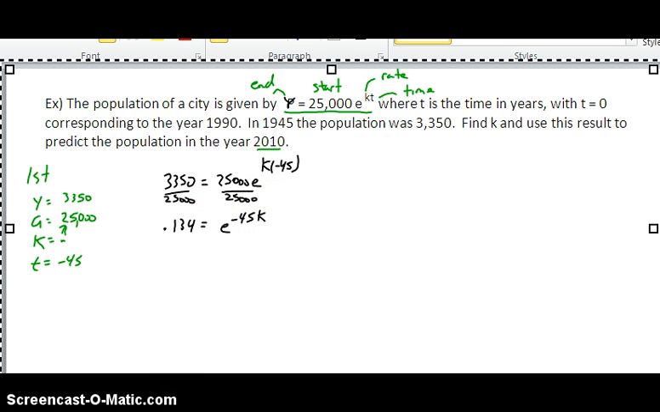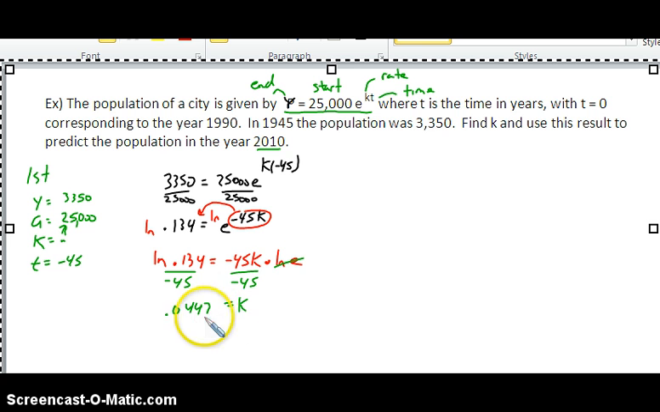And then I can apply natural logs to both sides and get the natural log of 0.134 equals, write your exponent as a coefficient, negative 45K times the natural log of E. Now the natural log of E is 1, so I don't need that, so we'll get rid of the negative 45 by dividing. So here I'm going to get my K as 0.0447.